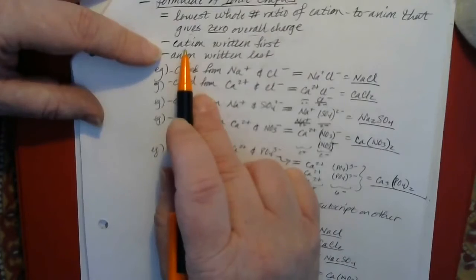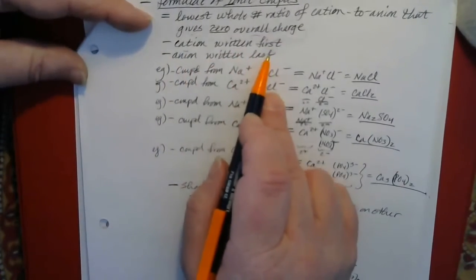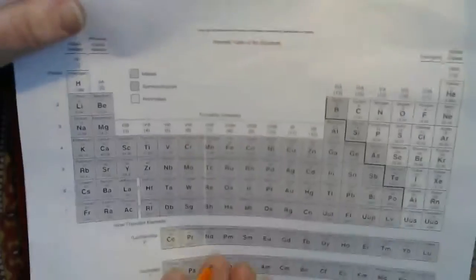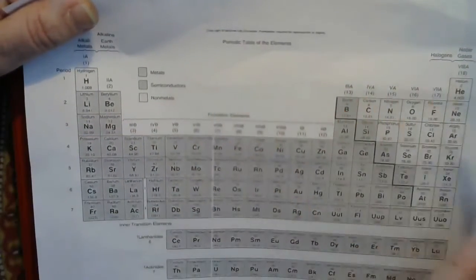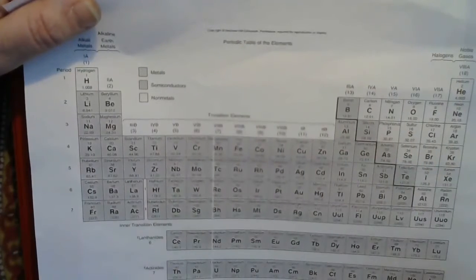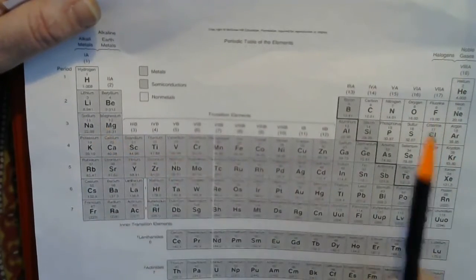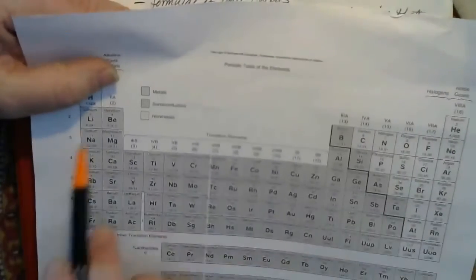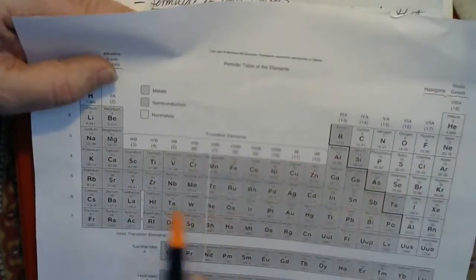The cation is always written first, and the anion is always written last. That's easy to remember because the cations are almost always metals, and the anions are formed from nonmetals. So you just go left to right across the periodic table. The element on the left usually comes first, and the element on the right usually comes second. So for instance, like I said, NaCl, MgCl2, CaO, that kind of thing.